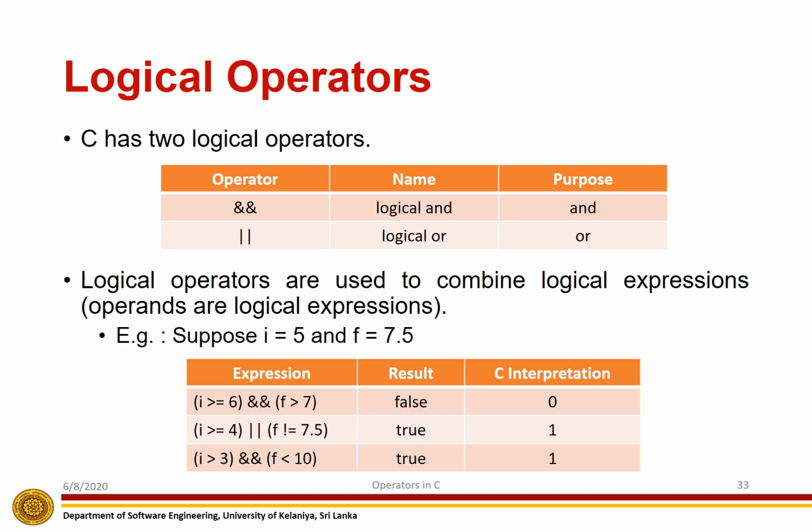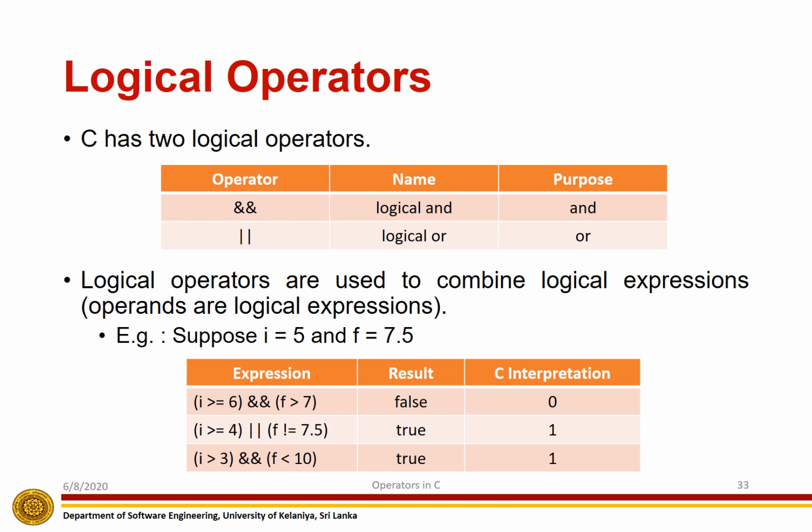i is equal to 5 and f is equal to 7.5. In the first expression, i is less than 6, so it is true, and f is greater than 7, so it is true. False and true indicates the result as false. Same as the relational operators, here also we are using 0 and 1 for C language interpretation. So the answer is 0.